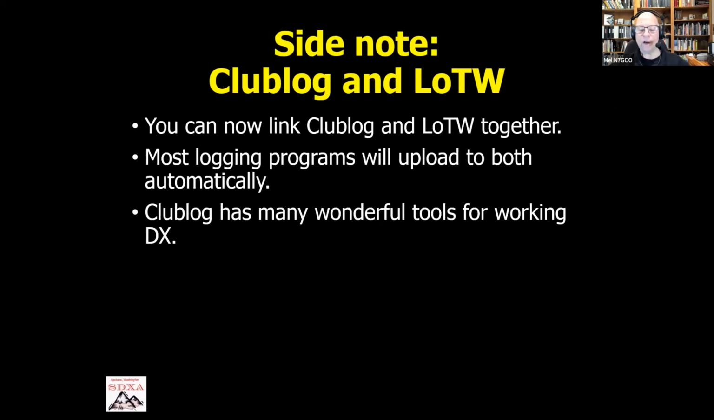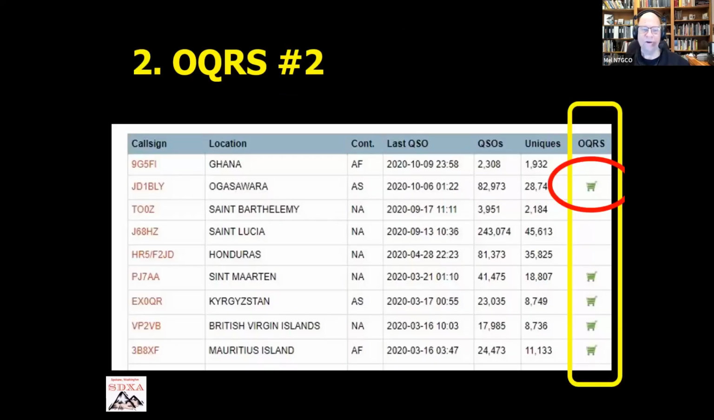let me give you one little side note. Club Log and Logbook of the World can be made to sync together. They're the only two that can be. And most of your logging programs will upload to both automatically. You can make it where it just uploads. You don't have to do anything. And Club Log has some wonderful tools for analyzing your DX, how you're doing, where you're going, ways you work, and it's free. It's a free one. Okay, now back to this.